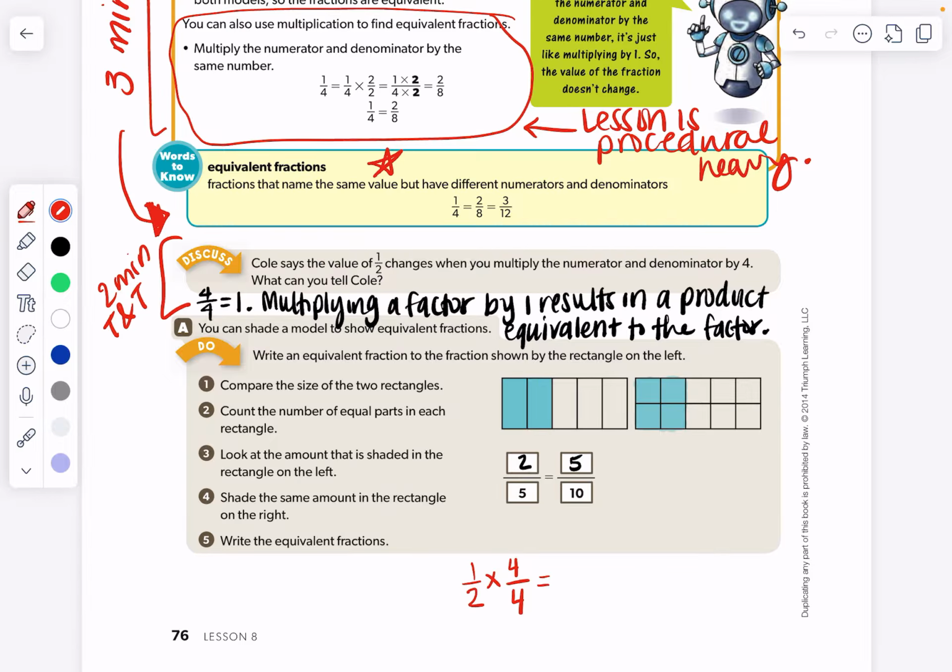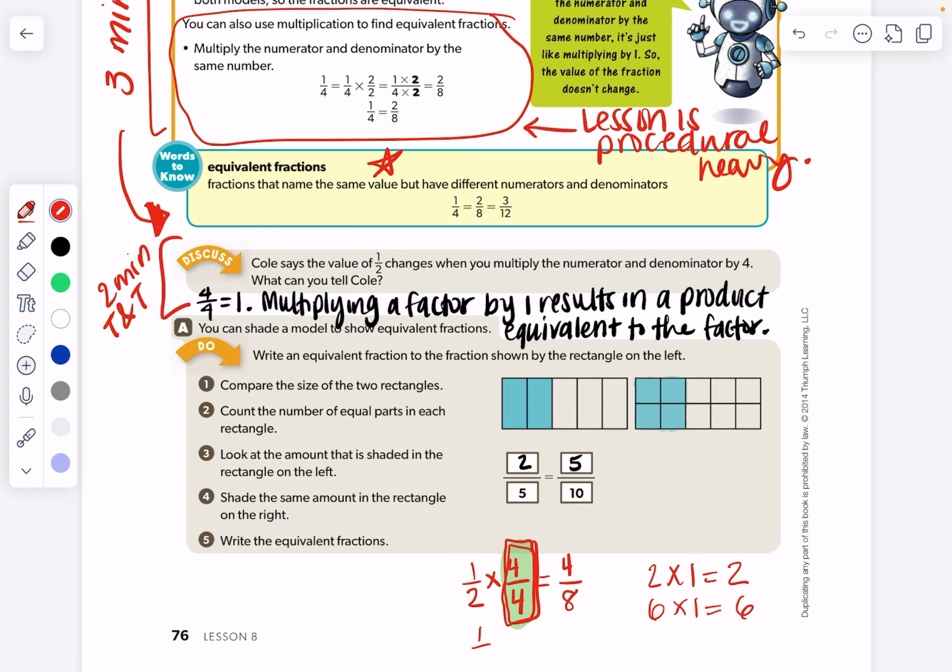So I know that 1 times 4 is 4. I know that 2 times 4 is 8. Yes, the part and the whole did change, but the value is still the same. How do I know that the value is the same? Well, because I am aware that 4/4 is 1 whole, right? So it's the same concept as saying, well, what's 2 times 1? 2 times 1 is 2. What's 6 times 1? 6 times 1 is 6, right? 4/4, the value of 4/4 is 1 whole.